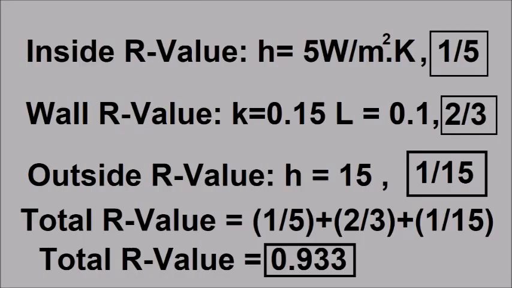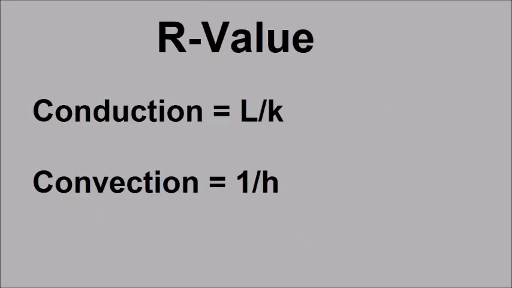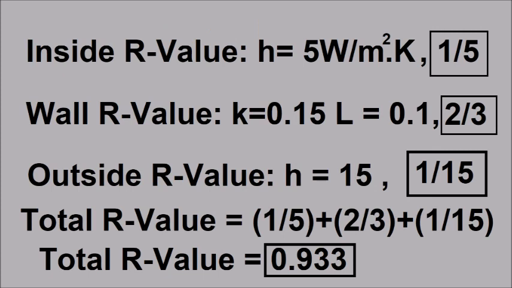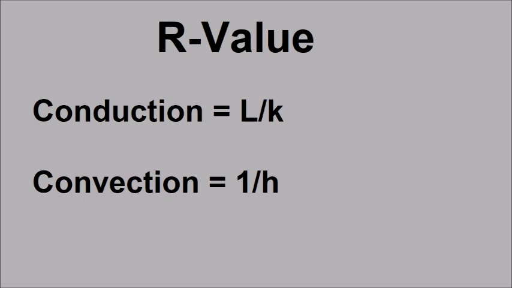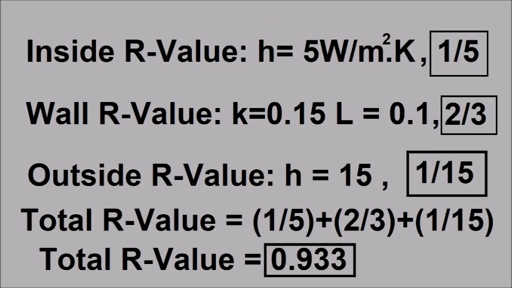So first we find the R value of each term. Going back to our equation, we see that R value for convection is 1 over h. So for the inside, we find that the R value is 1 over 5. Now for the wall, we use L over k, or length over conductivity, and the thickness of the wall is the length. So we divide 0.1 by 0.15 and get that the R value of the wall is 2/3. Then the heat transfer coefficient for the outside is 15. So to get the R value for the outside, we divide 1 over 15. Then we add all these R values together to get one total R value, which comes out to 0.933.